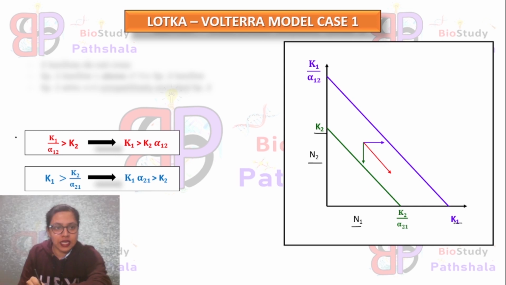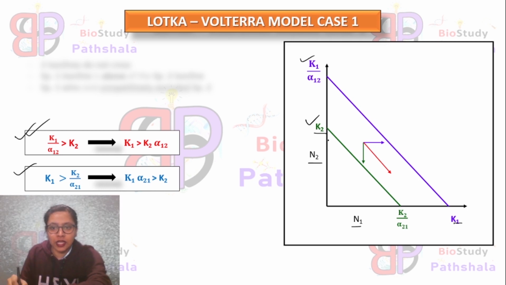Now we will see the conditions. Here the first condition is K1 divided by alpha 12 is greater than the species 2 carrying capacity. Now if we put these values on the graph, we can get these 2 points. So here K1 divided by alpha 12 is greater than K2. Second condition is K1 is greater than K2 divided by alpha 21. So if we put these values on the x-axis, we can get these 2 points.